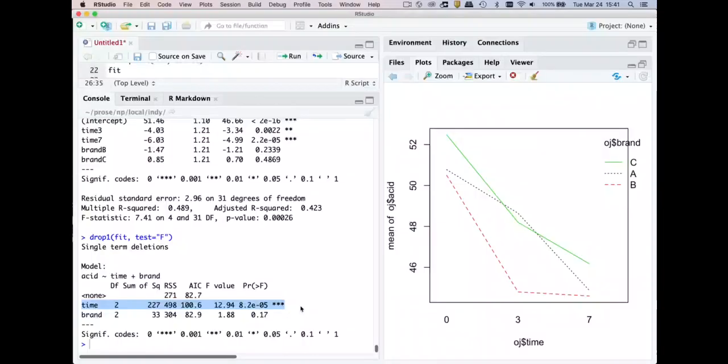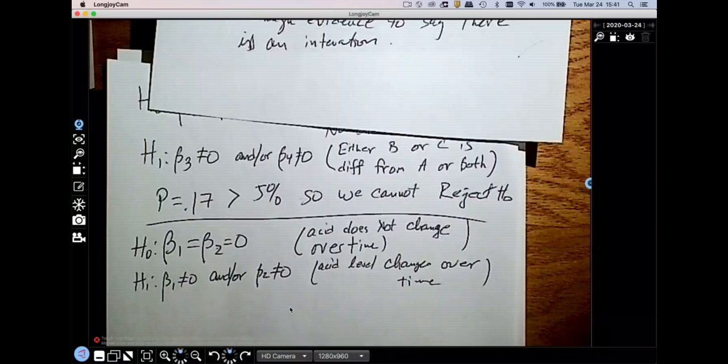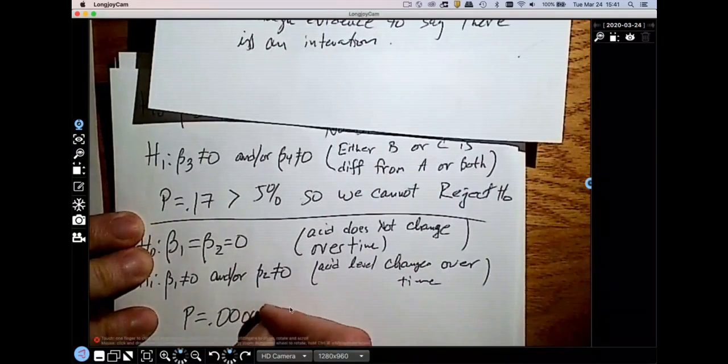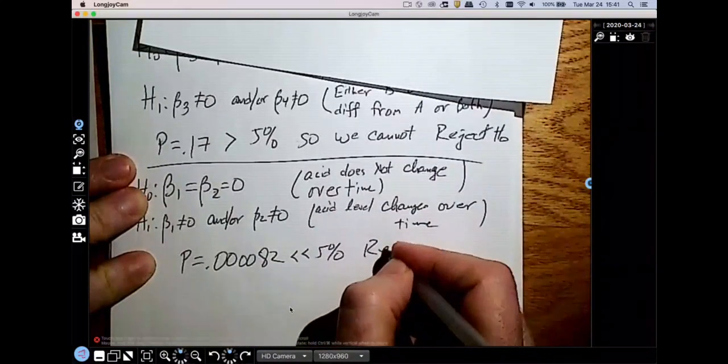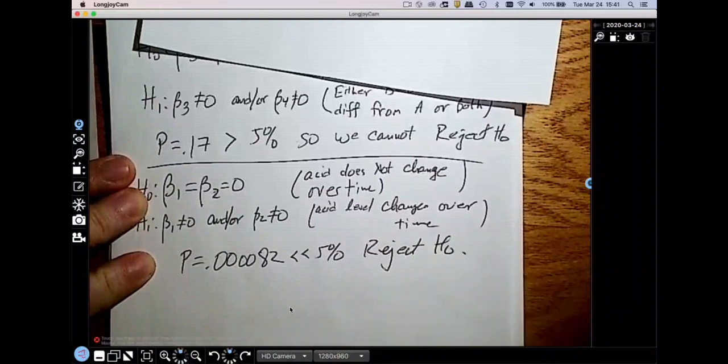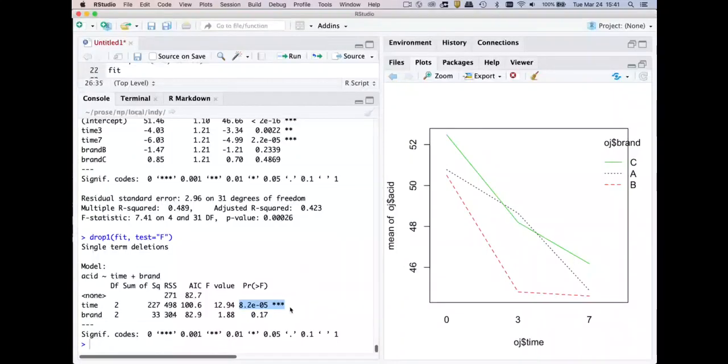All right, so when we go look at our output, notice our p-value is tiny. The objective function value would increase by 227. The fit is much worse, and it's significantly worse, so 0.000082 is your p-value. That's way less than 5%, so we're going to reject h naught. Now, at this point, I think I'm going to go fit another model. We don't really need brands, so what that test told us is there is no brand effect. All you need is a time effect.